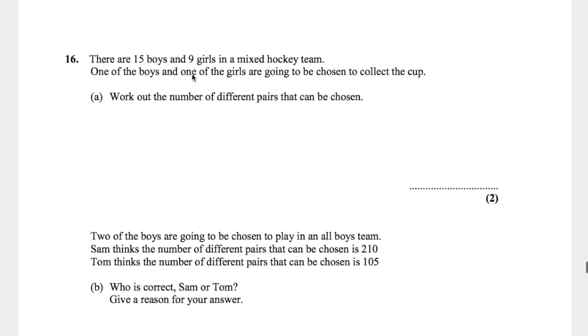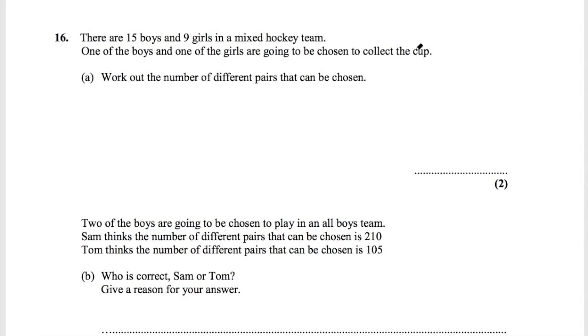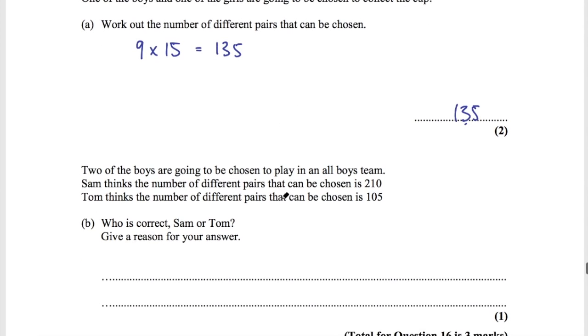Question 16 says there are 15 boys and 9 girls in a mixed hockey team. One of the boys and one of the girls are going to be chosen to collect the cup. Work out the number of different pairs that can be chosen. So for every boy there's 9 girls, or you could say for every girl there's 15 boys. So the number of choices are 9 times 15, and 9 times 15 is 135. So the answer there is 135.